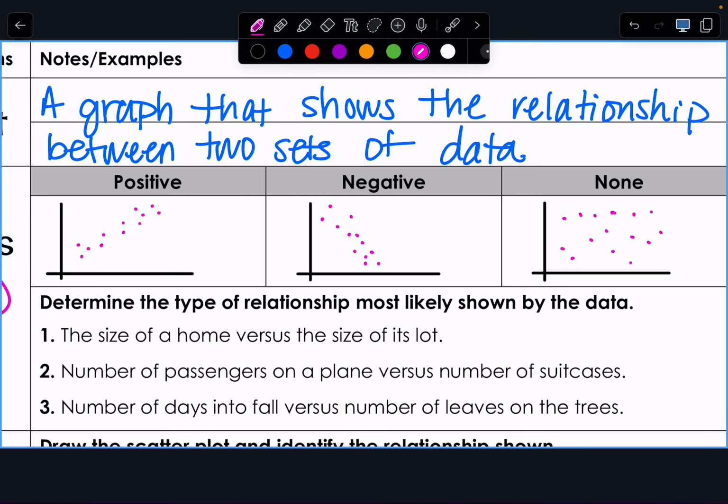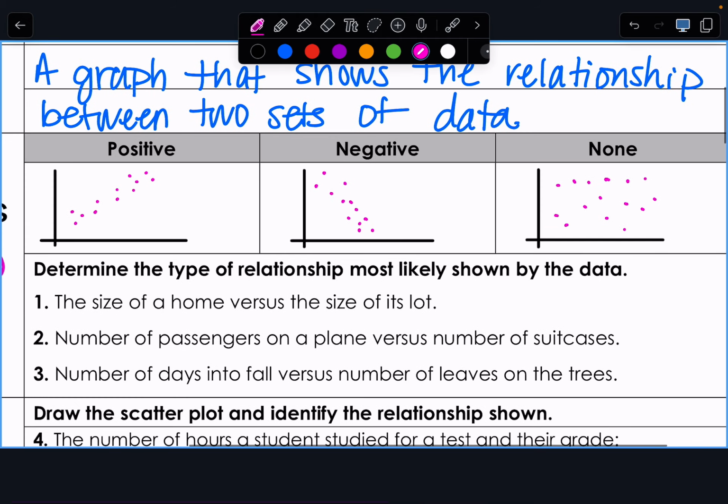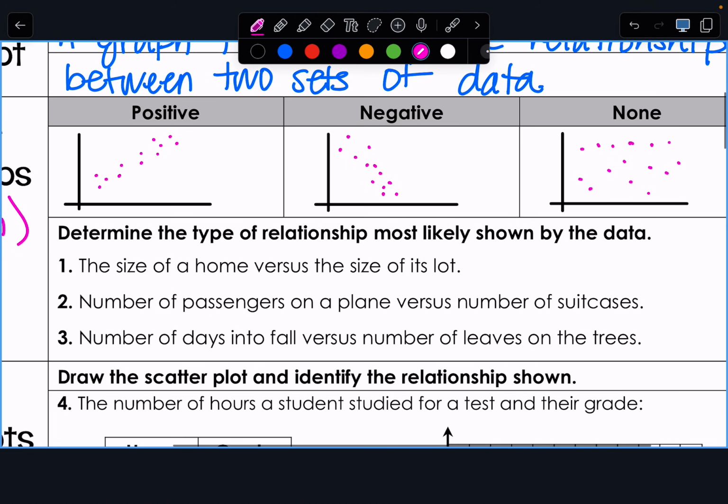Okay. All right. So we need to be able to determine these relationships, whether we have the graph or not. Okay. So I want you to think about this. We're going to go backwards. We're going to do number 3 first.